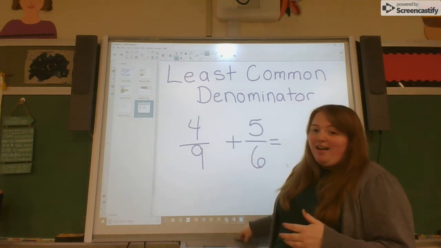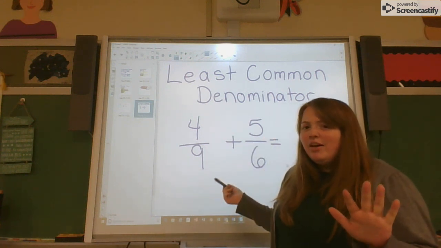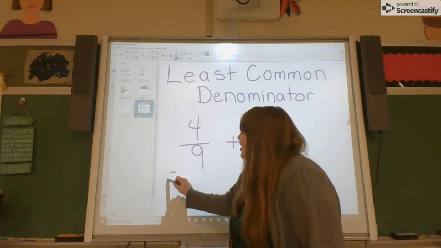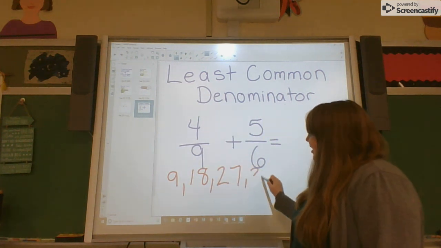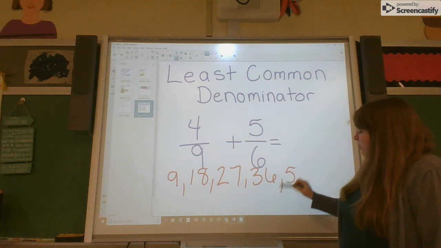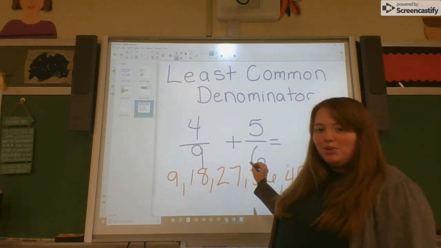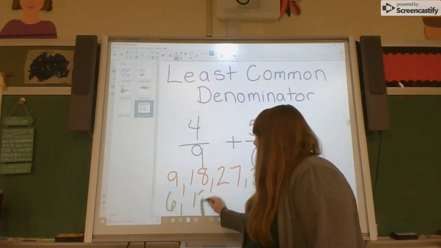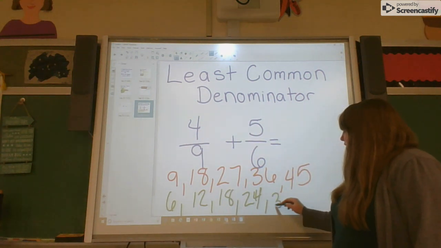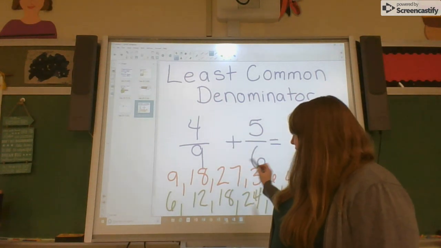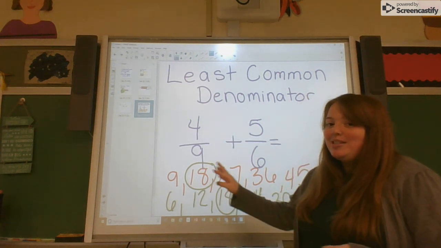The easiest way to find that is to list our multiples. So I'll start with 9. I always list 5, I just like the number 5. So we do 9, 18, 27, 36, 45. And then I'll do multiples for 6: 6, 12, 18, 24, and 30. And I'll see that we have 18 in common. That is our least common denominator, or our least common multiple.